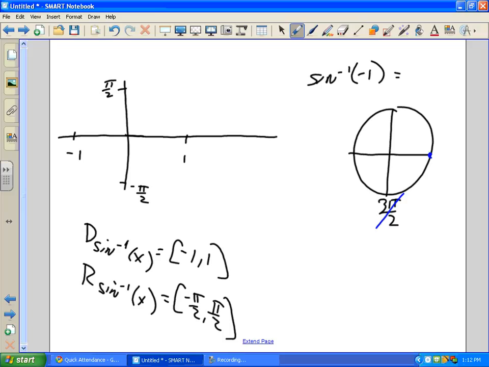3π/2 means I started here and I went in the counterclockwise direction. What's another name if I start here and go in the clockwise direction? -π/2. So what angle has a sine value of -1? -π/2. So that value would be right there.